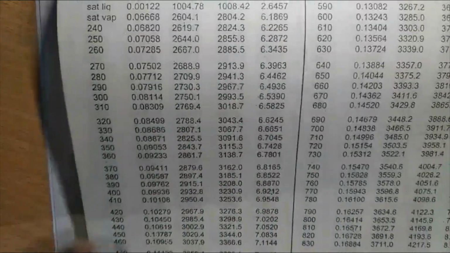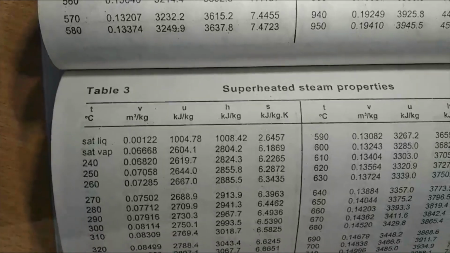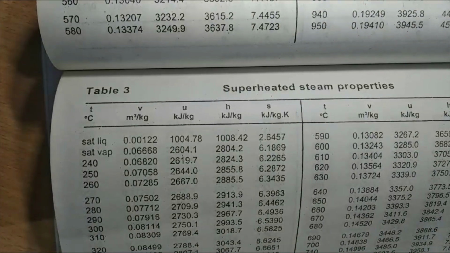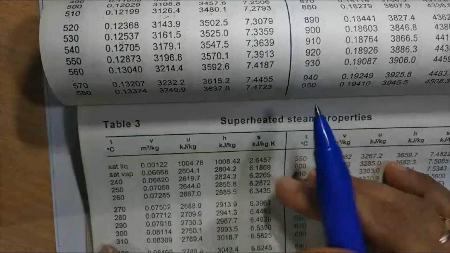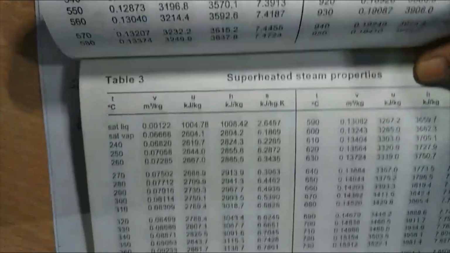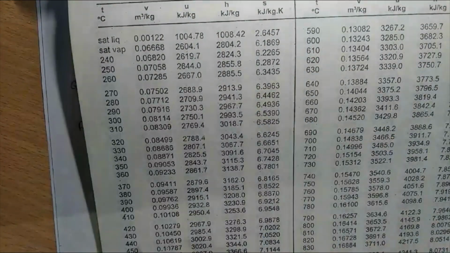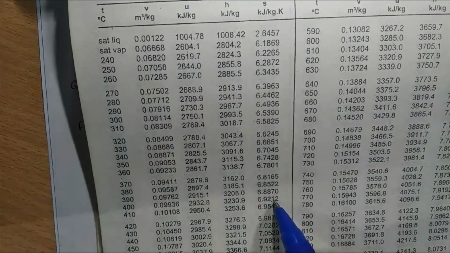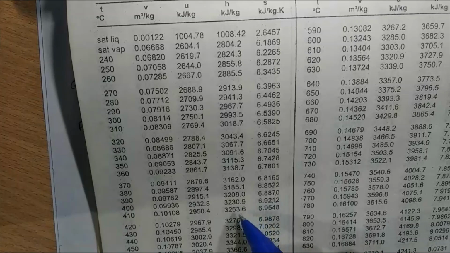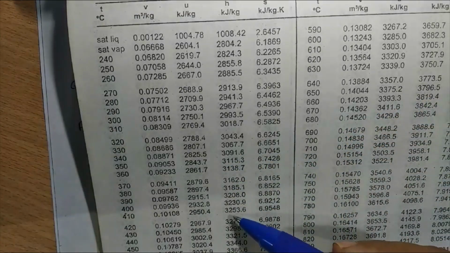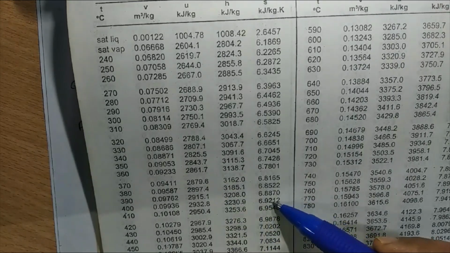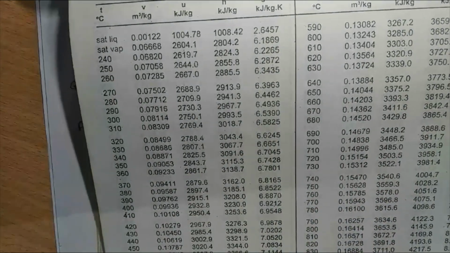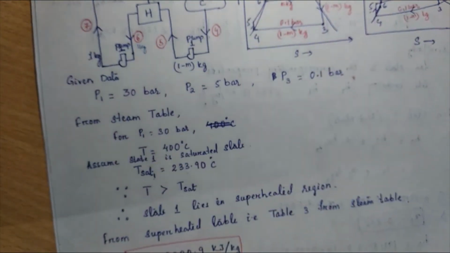See, the first column is for volume, the second column for internal energy, the third enthalpy, the fourth entropy, and all these properties are specific properties. Simultaneously I consider both the H and S values, because both are required at every point. So for state 1, enthalpy is 3230.9 and entropy is 6.9212. See, it is written here.